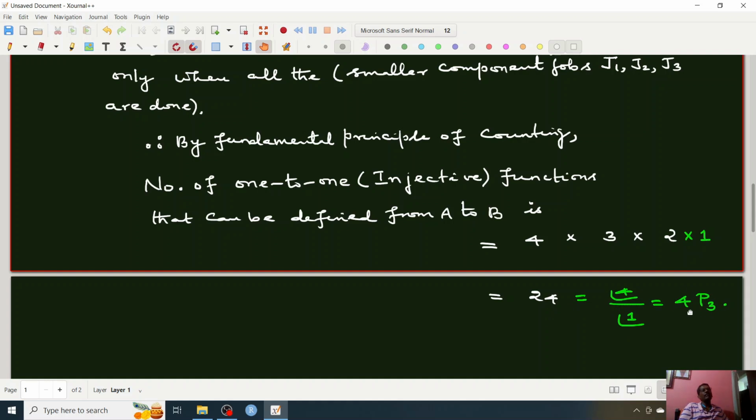So this is the number of functions which are one-to-one that can be defined from A to B, and we will prove the result using the principle of counting in the next video.